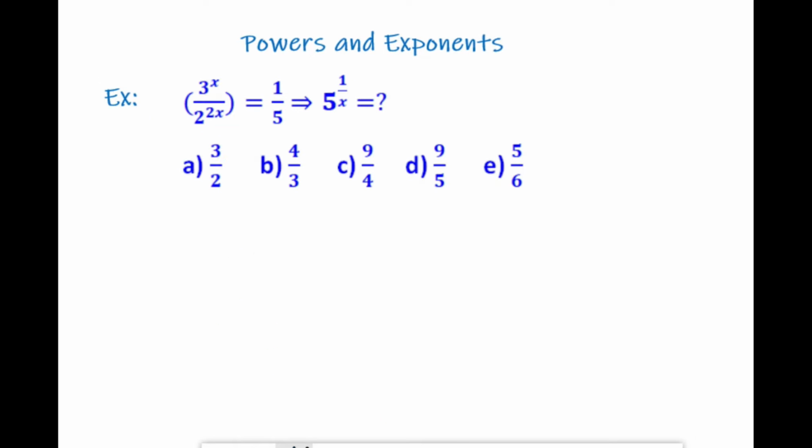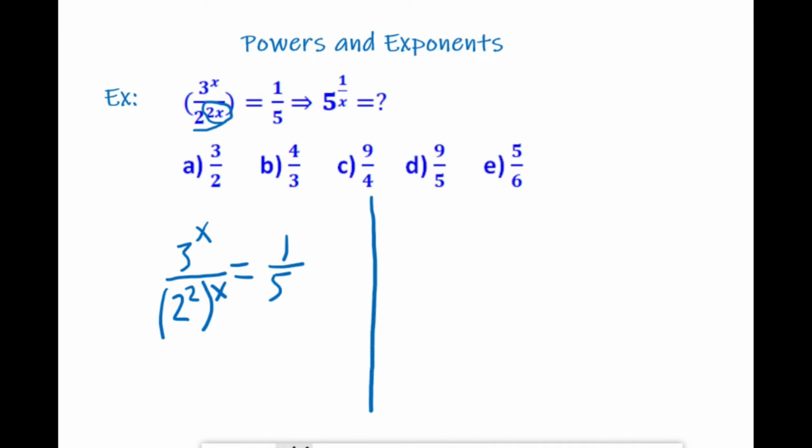In this question, we have 3 to the power of x divided by 2 to the power of 2x. Here, if you look at the exponent of 2x, let's make the exponent as just 1x. How can we do it? Well, we can do it in this way. 3 to the power of x divided by 2 to the power of 2 to the power of x is going to be equal to 1 divided by 5.